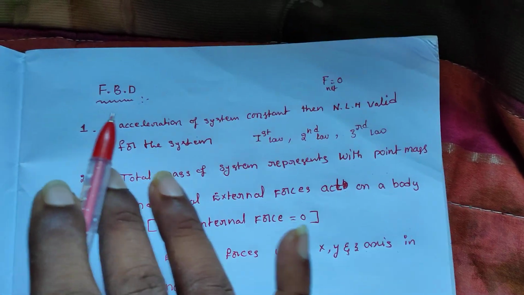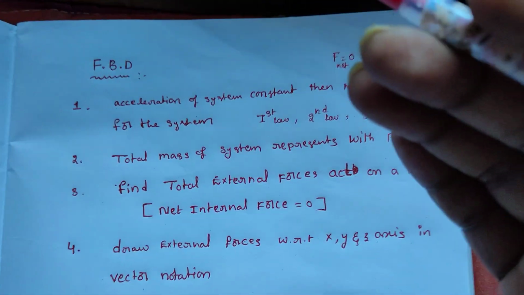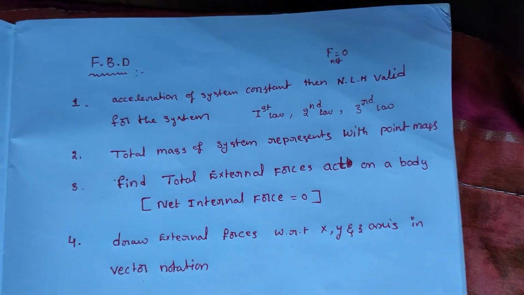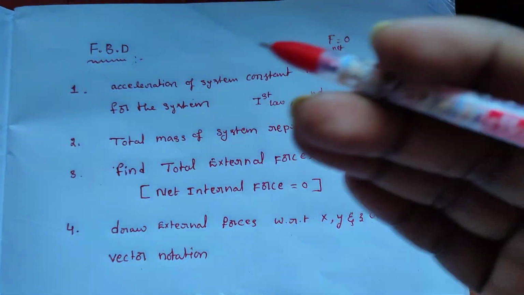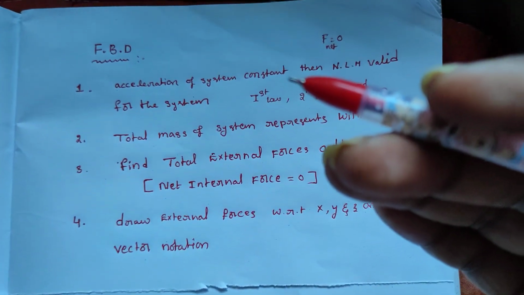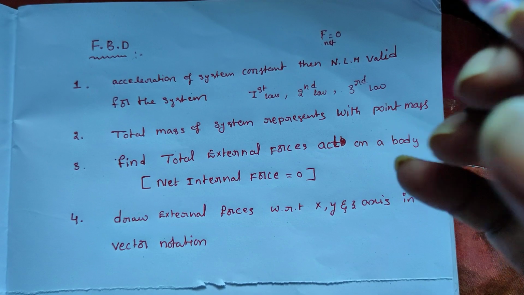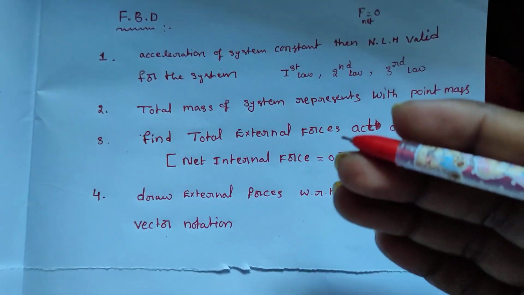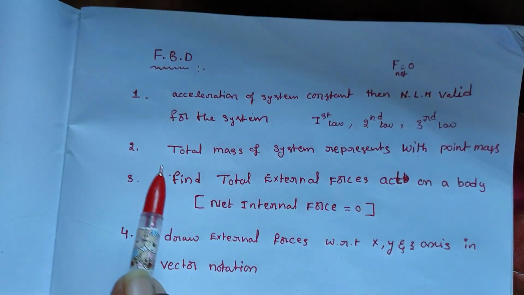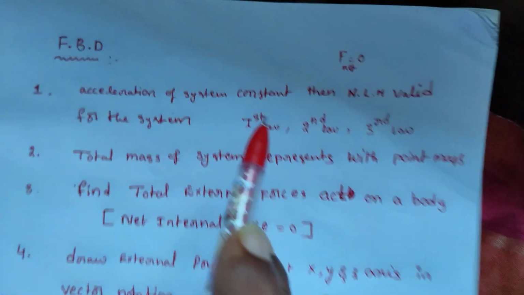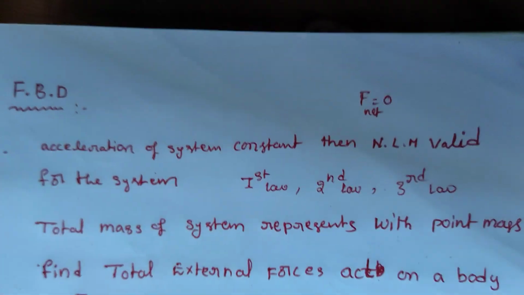So we can identify some important points when drawing this free body diagram. A free body diagram follows these four steps. They are compulsory, otherwise we cannot calculate the net force. So what are the four steps you have to follow? First one, acceleration of the system is constant.